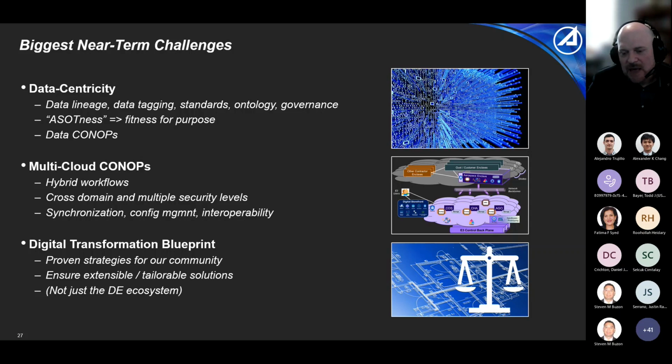And then the third item I have listed on here is what I call the digital transformation blueprint. And it isn't the case that aerospace has the answer for a digital engineering ecosystem by any stretch of the imagination, but I feel like we have the beginning of an answer for that. And to the extent to which we can capture those lessons learned and share those things with others, we'd like to do so. And there isn't going to be a single blueprint for everybody.